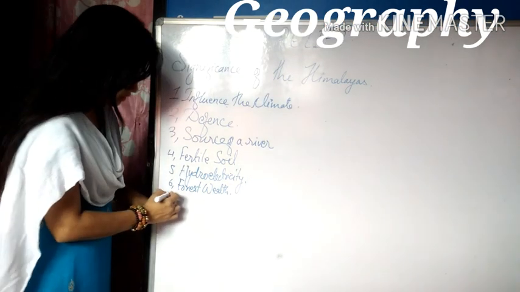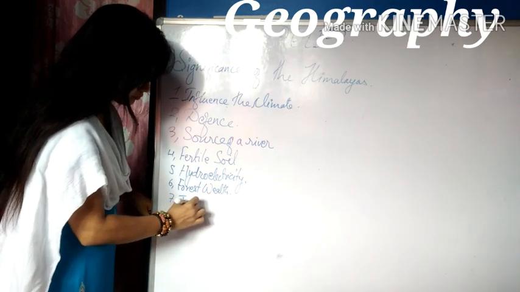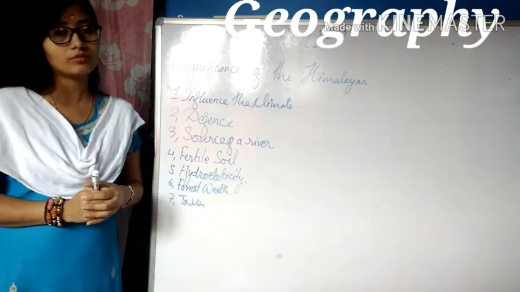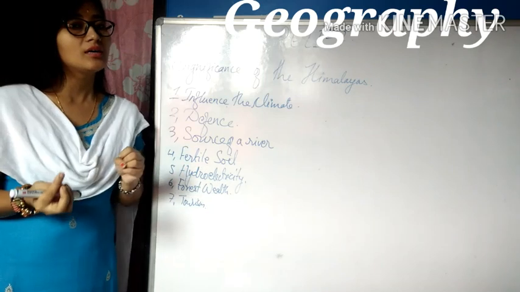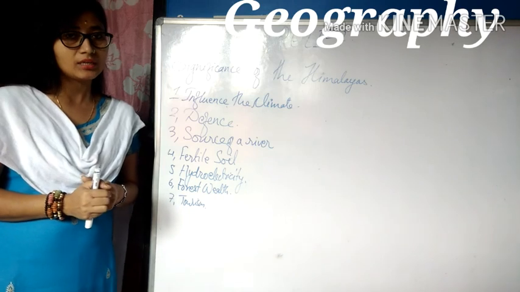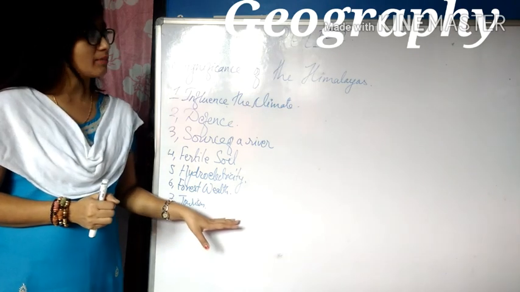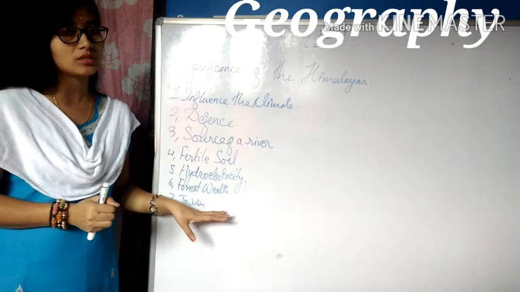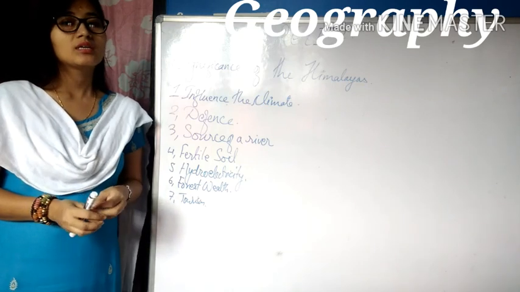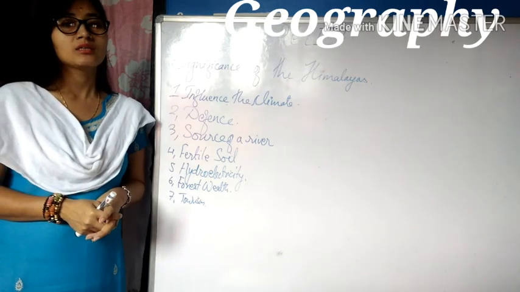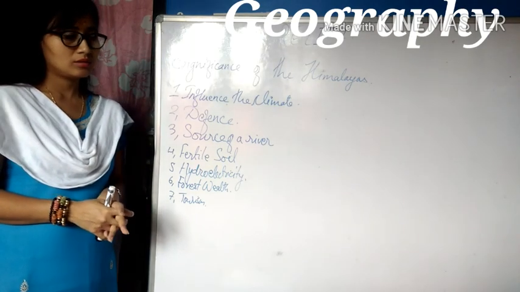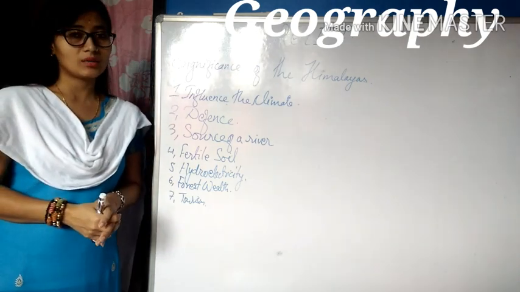The seventh significance is tourism. By virtue of the scenic beauty of the Himalayas and the clean environment, they attract people from different regions of India towards the Himalayan region and support a tourist industry. The people from the plains of India move towards this region during the summer season to escape from the scorching heat of the plains. So these are the significance of the Himalayas.